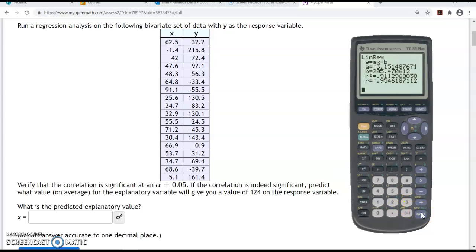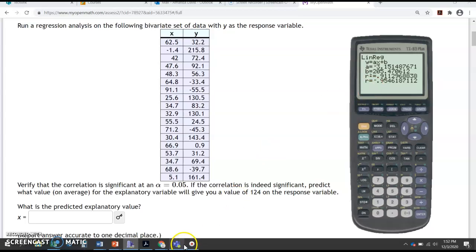And it comes back with a linear regression. So here I'm looking at a y equals ax plus b, where the a is negative 3.151487671, and our b, or our y-intercept, is 205.470612. We are not concerned with the correlation coefficient here on this specific problem.